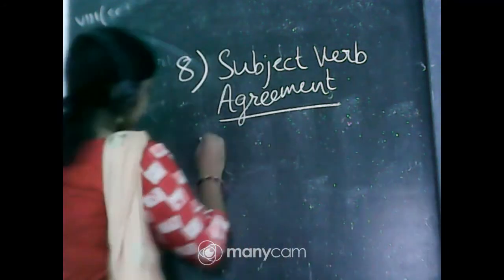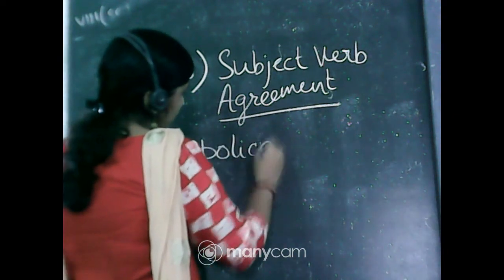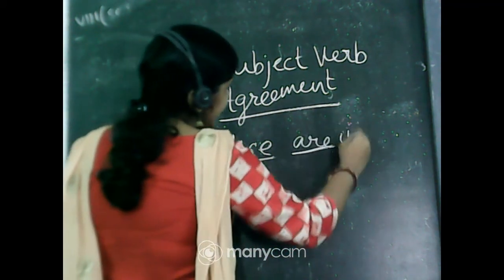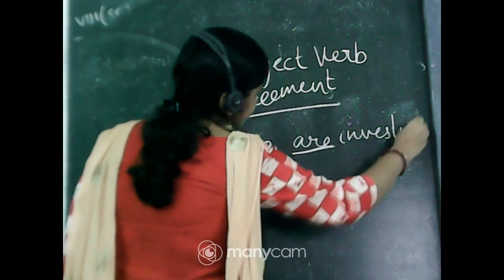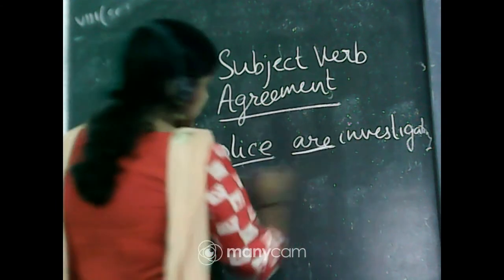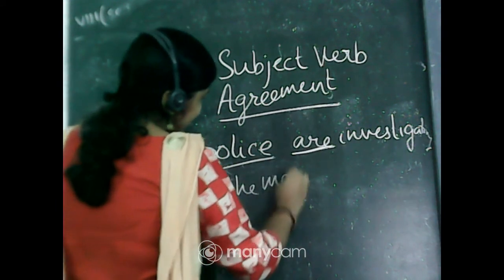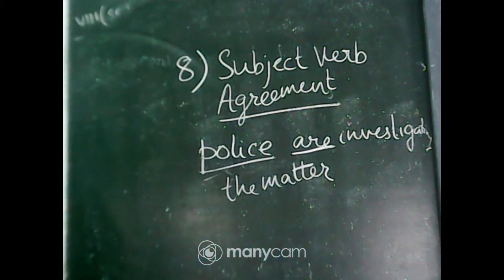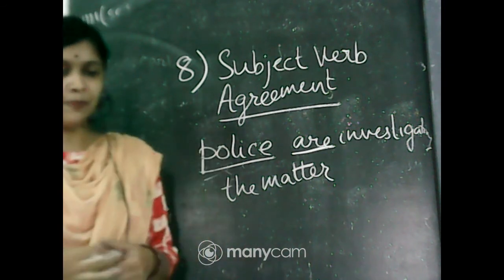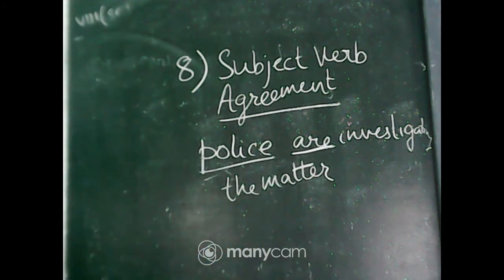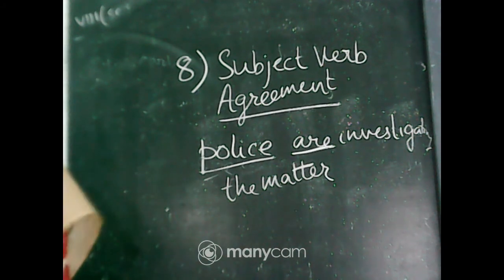Like police. This word always takes a plural verb. If I say the police are investigating the matter, even though it looks like a singular noun, it is plural and will take a plural verb. But if I replace police with policeman or policewoman, then it will certainly be a singular subject. But if police is there just by itself, then you have to consider it as a plural subject.